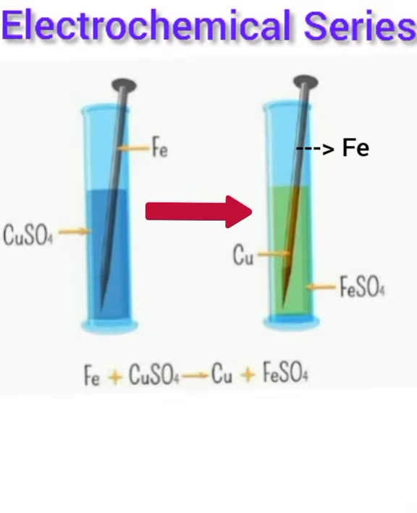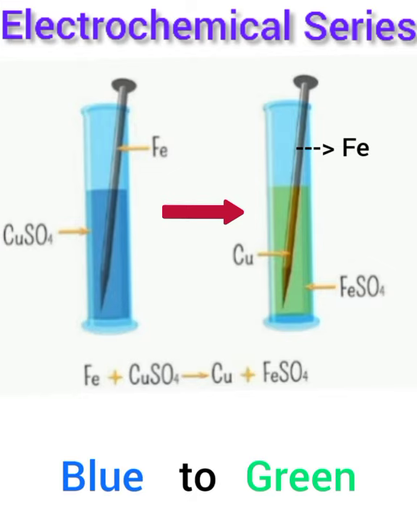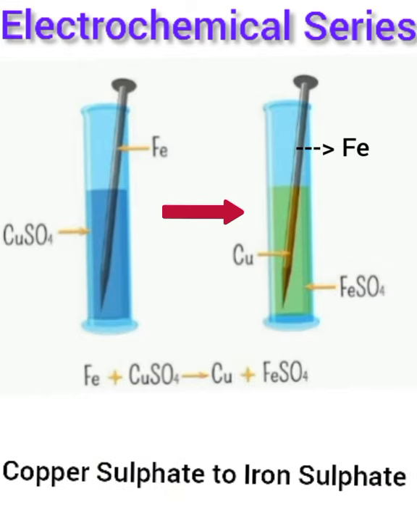When an iron nail is dipped in copper sulfate solution, a brown coating of copper is formed on the surface of iron, and the color of solution changes from blue to green because the solution changes from copper sulfate to iron sulfate. The reaction is iron plus copper sulfate gives copper plus iron sulfate. This reaction shows that iron is more reactive than copper as it displaces copper from its solution, and iron passes into solution as Fe2+ ions and ferrous sulfate solution is formed. This is an example of a single displacement reaction.